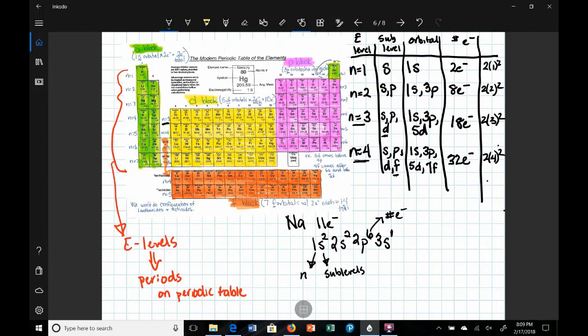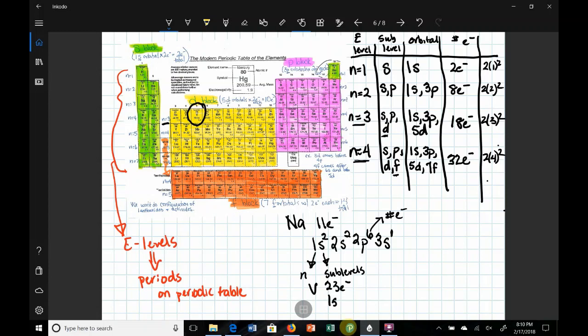Let's try another one. Let's try one of the transition metals. Let's take a look at vanadium. It's got 23 electrons, and we can go about writing our electron configuration based on what we see.